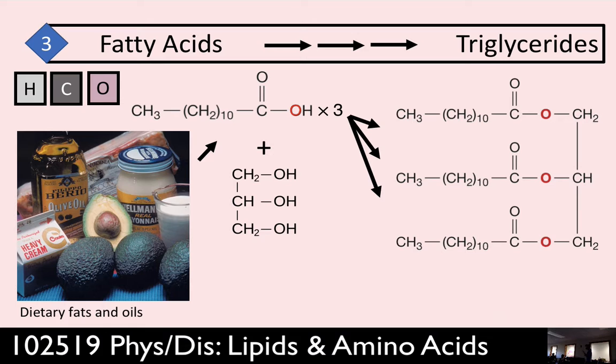A double line is a double bond, two pairs of electrons being shared between the carbon and the oxygen, and the one line is a single pair. I'm not going to go back and review all that stuff that we did, but this is a double bond, and this is a single.